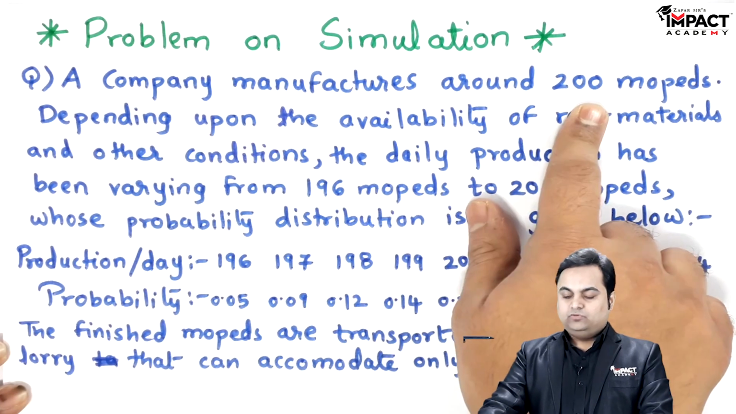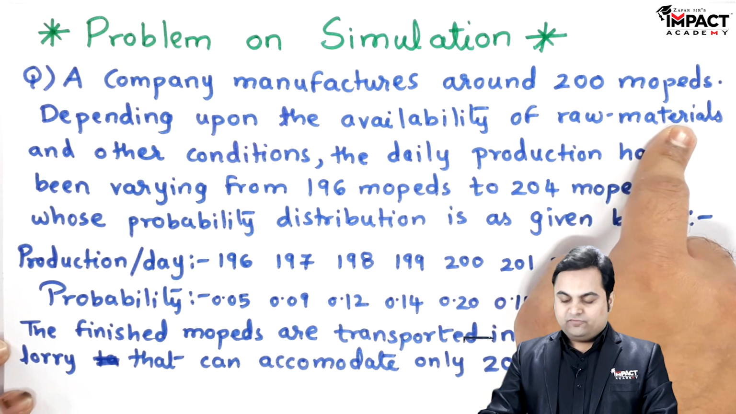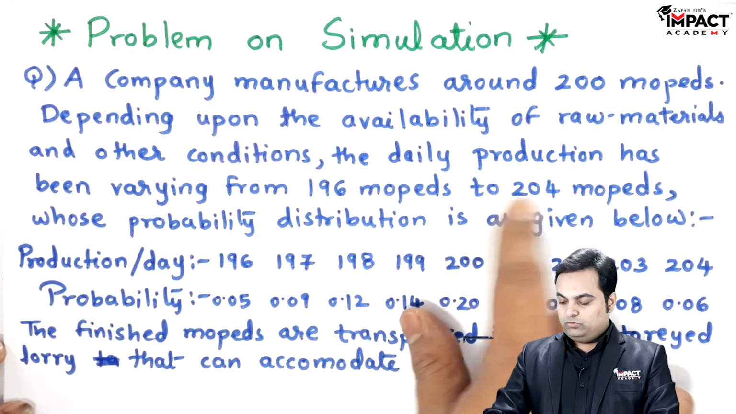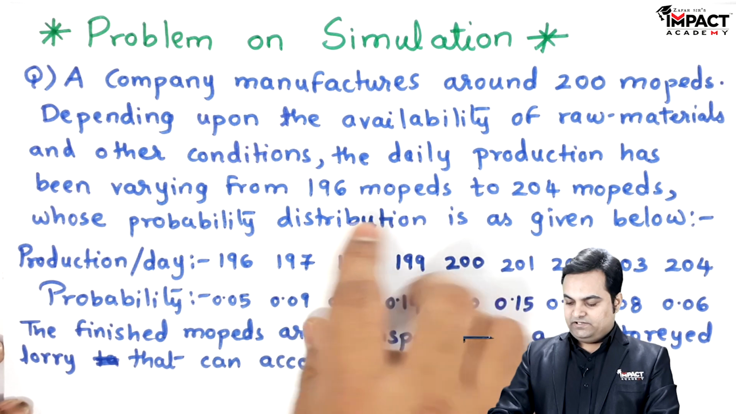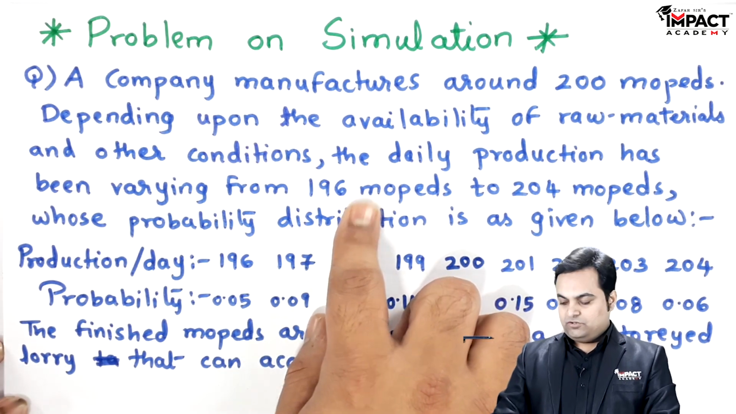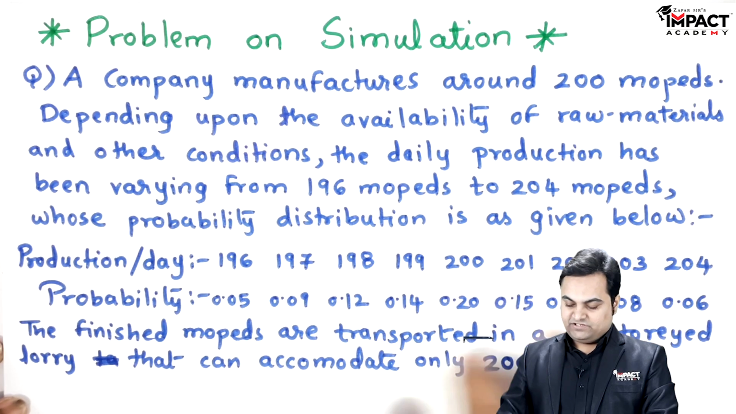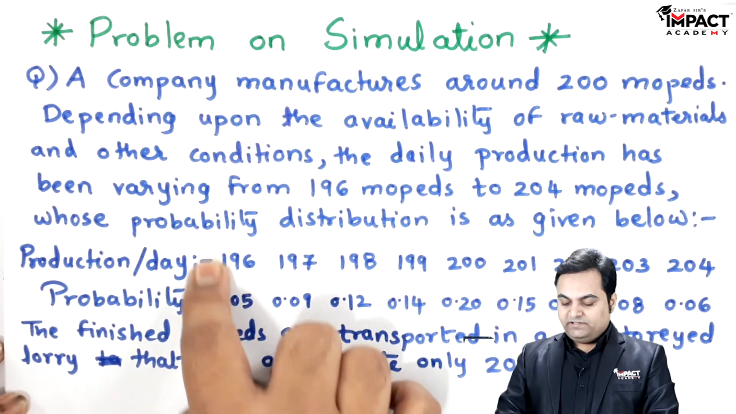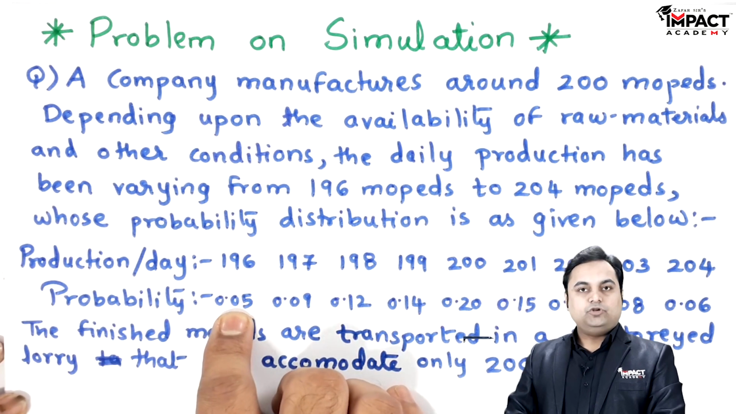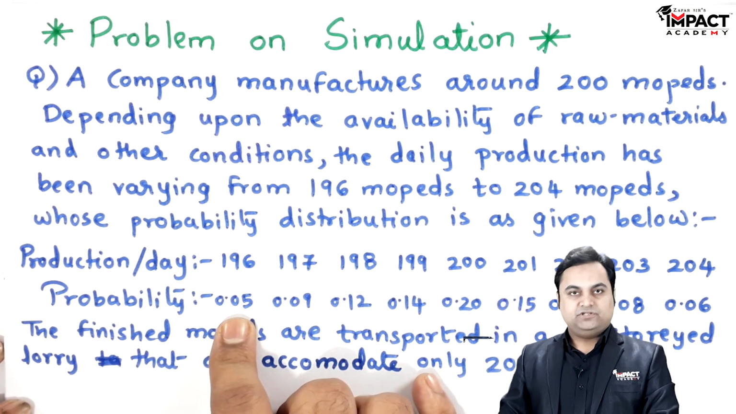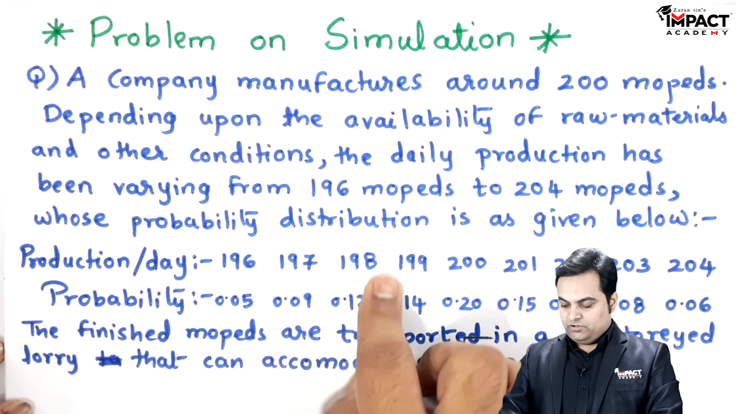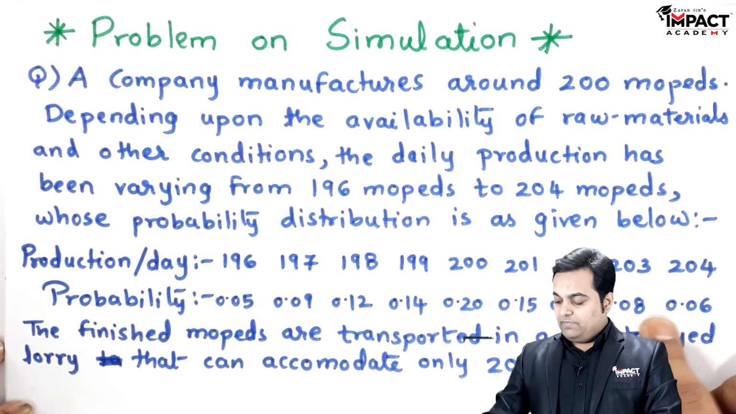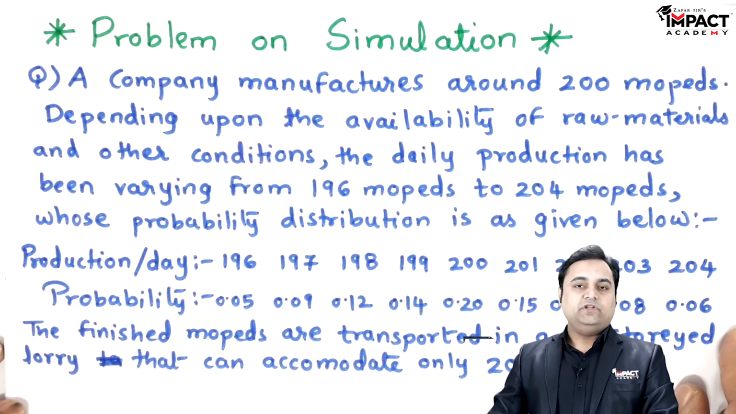A company manufactures around 200 mopeds. Depending upon the availability of raw materials and other conditions, the daily production has been varying from 196 mopeds to 204 mopeds. So the rate of production is given, that is, on any given day 196 mopeds or up to 204 mopeds are manufactured, whose probability distribution is as given below. The probability of production per day of 196 mopeds is 0.05, or 5%. For 197 mopeds, it is 0.09. For 198 mopeds, it is 0.12, and the last one, 204 mopeds, are produced at a probability of 0.06, or 6%.